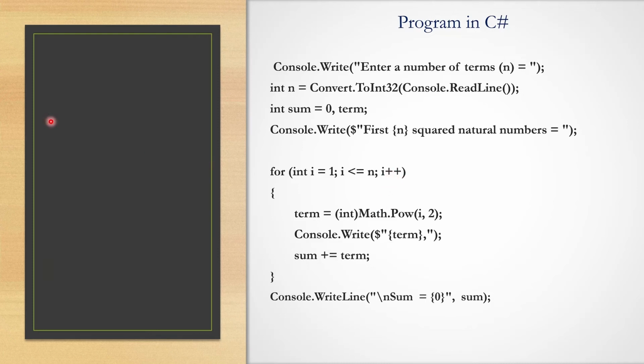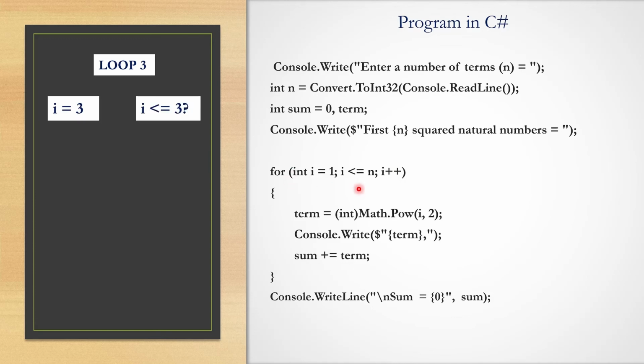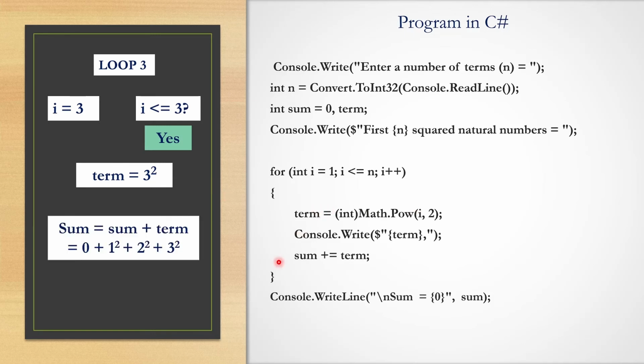So for loop 3, we have i equals 3. It again checks if i is less than or equal to 3. Yes, goes into the loop. Term equals i square, which is 3 square. And then sum equals sum plus term, 0 plus 1 square plus 2 square. We got this from loop 1 and 2, plus 3 square from this loop. Now this loop ends, performs action i equals i plus 1.